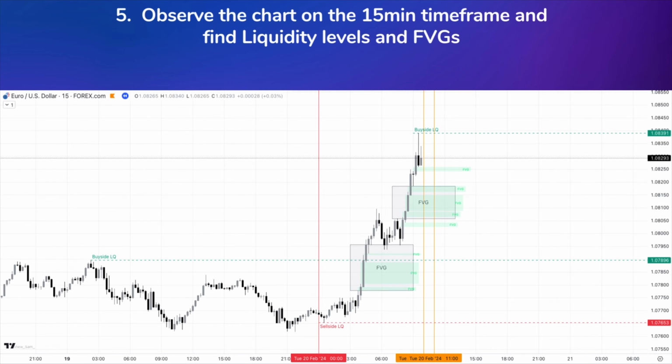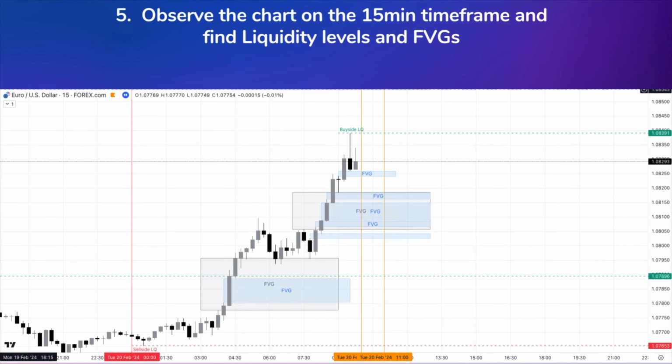Then we're going to observe the chart on the 15 minutes time frame and find liquidity levels and fair value gaps. And here I wanted to show you the whole range of movements. You can see here that the price took already out the previous level of buy-side liquidity from the previous day.